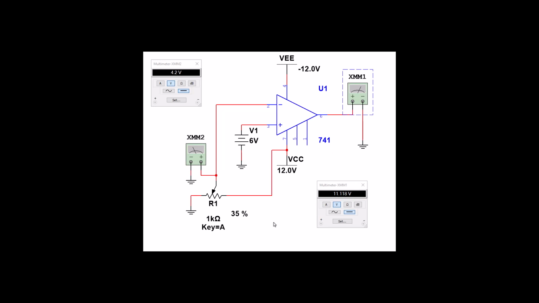So let's go ahead and increase that and see if we can get it to switch when we get past 6. And we did. So 6.6 is greater than 6 into the negative input, and it drove it to the negative rail.